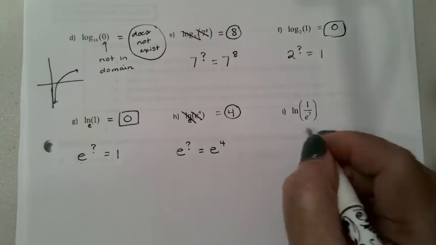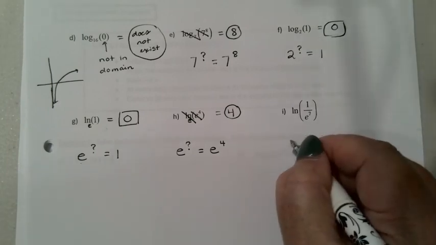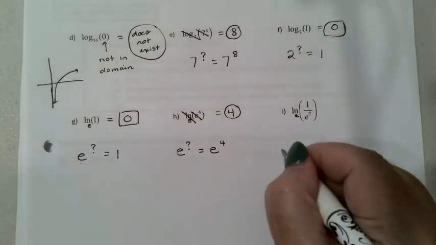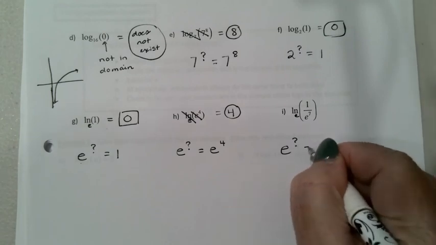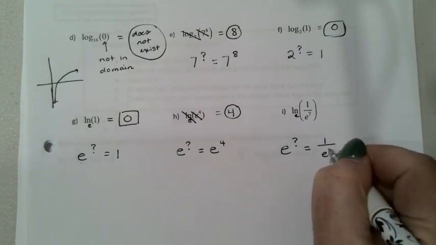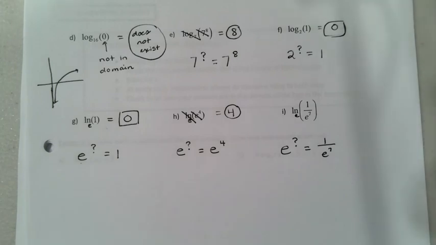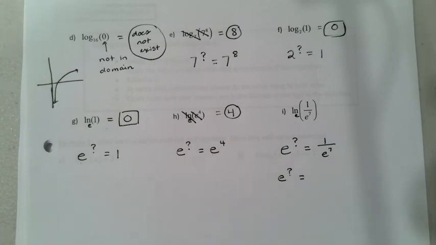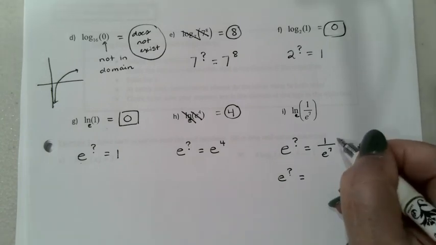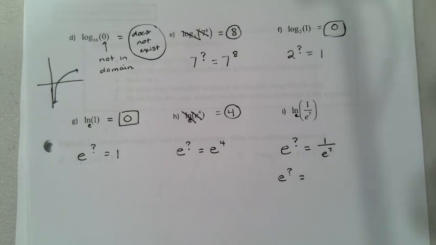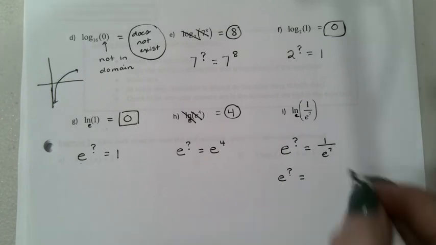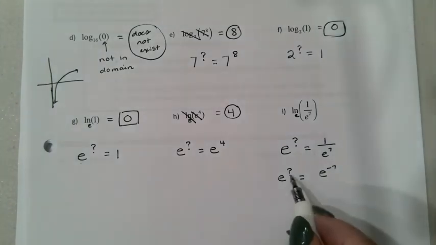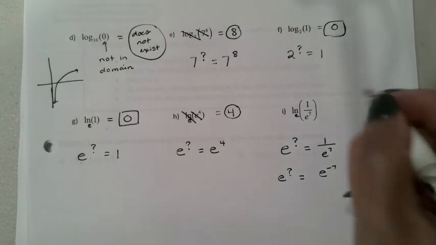All right, one more here. The natural log of 1 over e to the 7th. Again, I know that's base e. So that says e to what power gives me 1 over e to the 7th. In order to see the correct answer to this one, I'm going to rewrite that. I could move that up into the numerator by changing the sign on the exponent. On top, it would be e to the negative 7th. And now I can clearly see that that has to be negative 7.